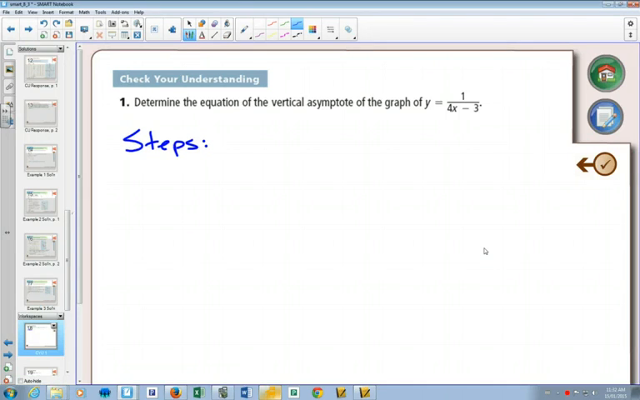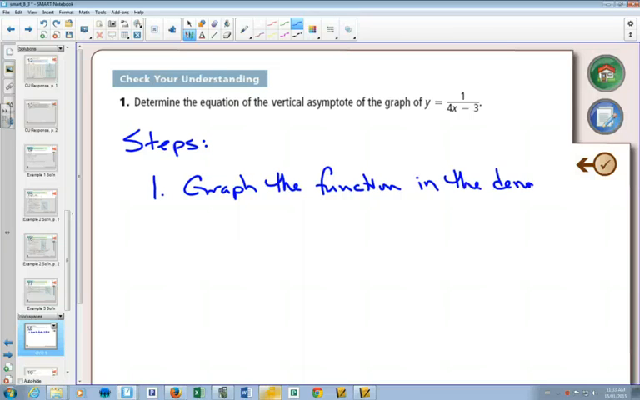So our steps for all reciprocal graphs. We are first going to graph the function on the bottom, or in the denominator. In this case, we're first going to graph 4x minus 3.